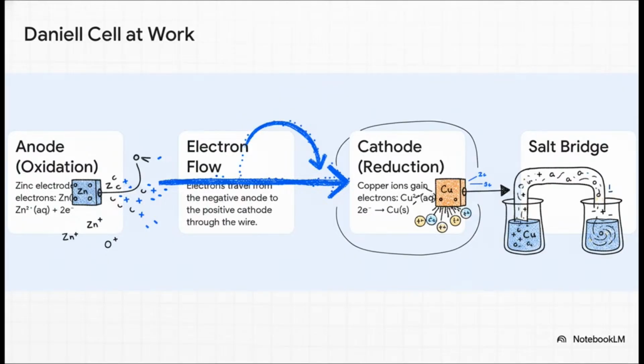And that's where our unsung hero comes in, the salt bridge. It's like a little chemical traffic cop, sending ions into both rooms to keep the charges balanced so the electron party can keep on going.